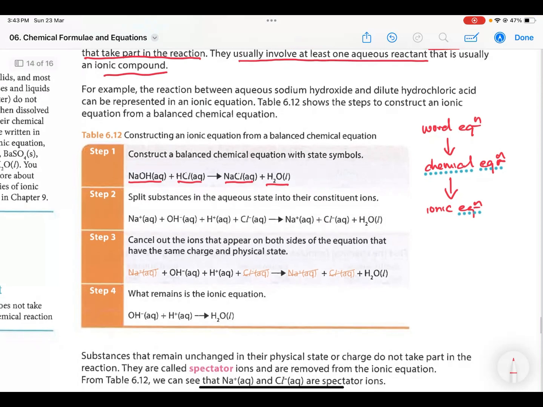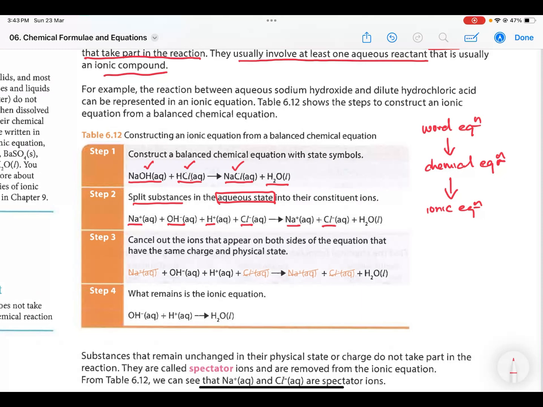To do the ionic equation, first thing, you need to split up the ions. When can you split it up? You split the substances in the aqueous state into their constituents. So sodium hydroxide can split, HCl can split, NaCl can split. NaOH can split into Na plus, OH minus. HCl can split into H plus and Cl minus. So you must be very familiar with what the ions are. NaCl can split into Na plus, Cl minus. Liquid state cannot split.